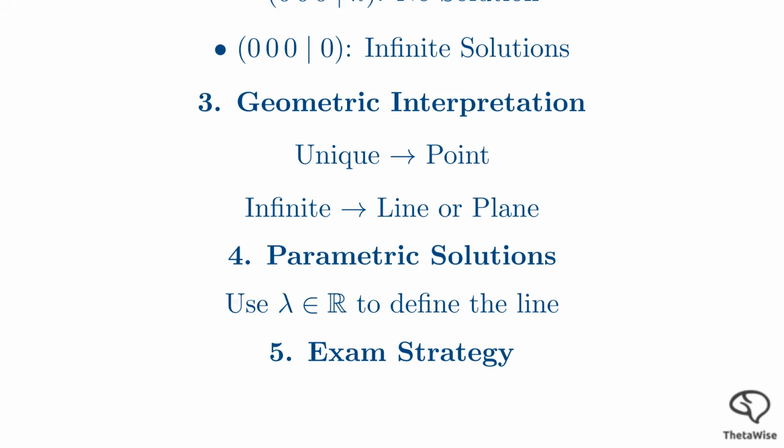In the exam, prioritize showing your row operations clearly to secure method marks, and always utilize the reduced row echelon form function on your calculator for paper 2 questions to ensure accuracy and speed.